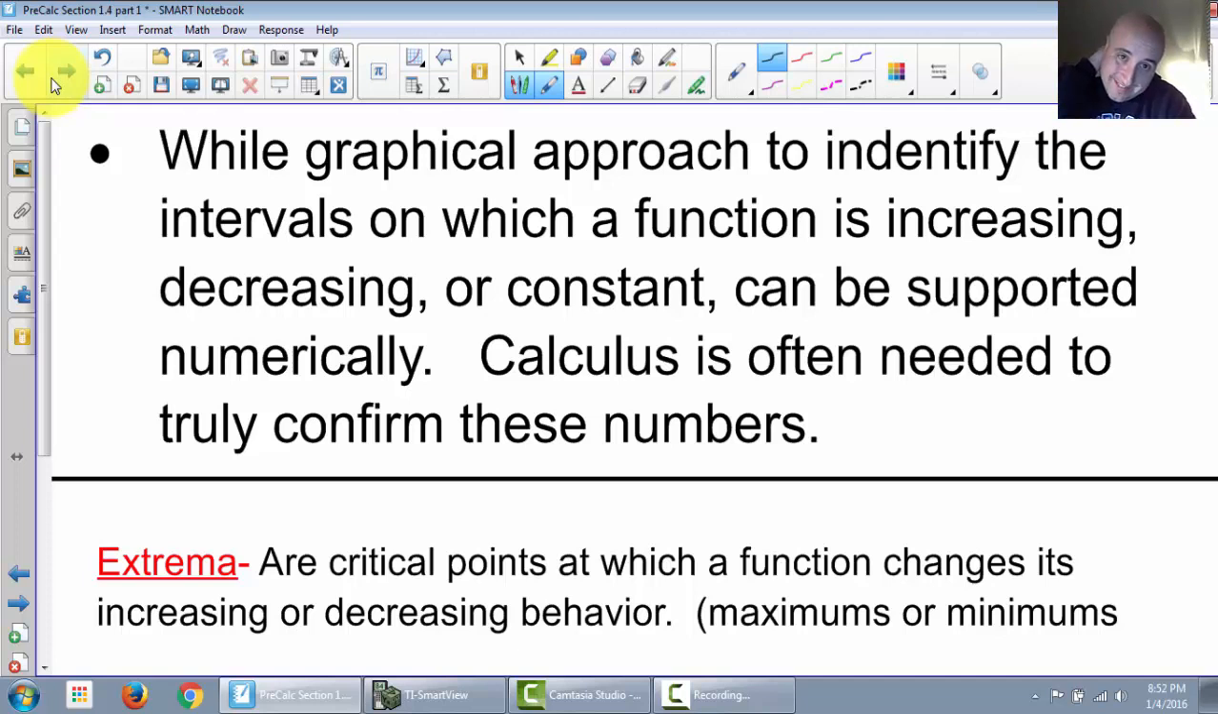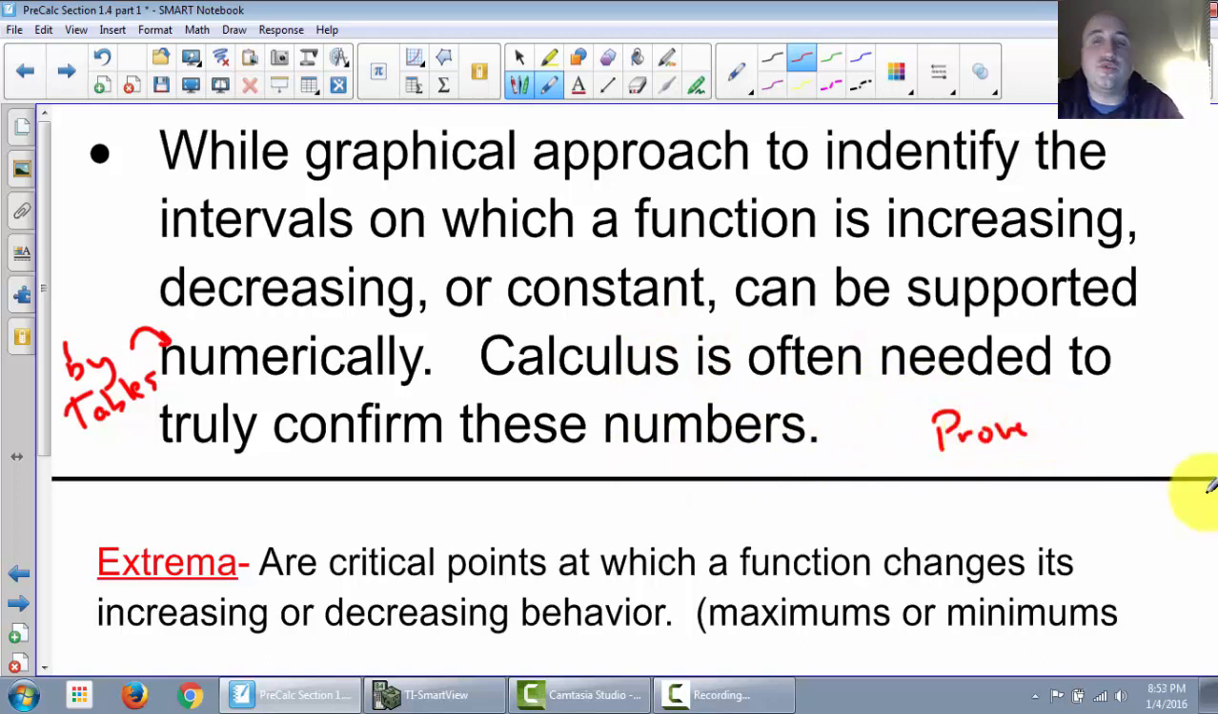Now, it says in the book, and I think this is pretty important, so that's why I wrote it. It says, while the graphical approach to identify the intervals on which a function is increasing, decreasing, or constant can be supported numerically or by tables. So if you want to write by tables on your calculator, numerically means by tables. It is good, you can do that. Calculus is often needed to truly confirm these numbers. So when you get to calculus and you get to college, you will be using calculators to actually prove these numbers are true. But for now, we're just going to use all the information that we have.